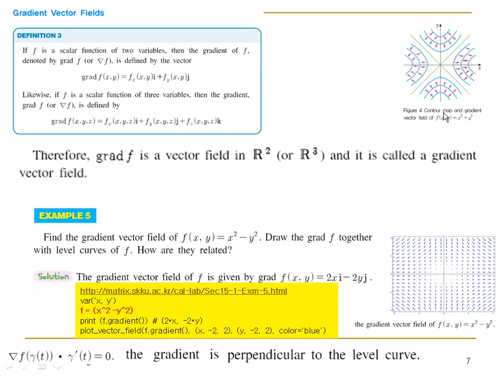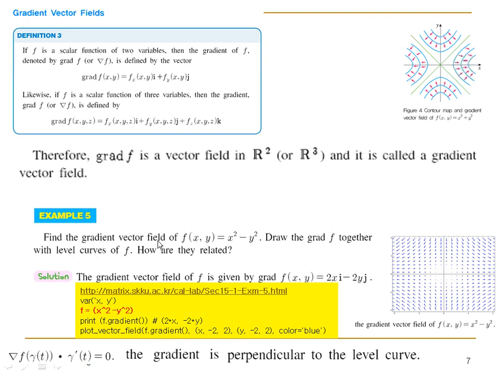This is a contour map and gradient vector field of f of x, y is equal to x squared plus y squared. All these red arrows show the directions, the vectors of the gradient of the two-variable function x squared plus y squared. So let's see the example.